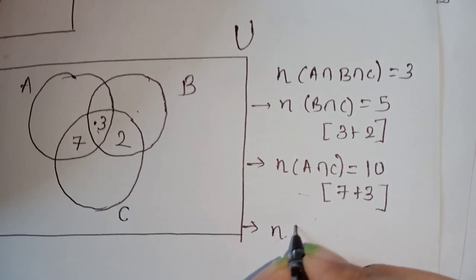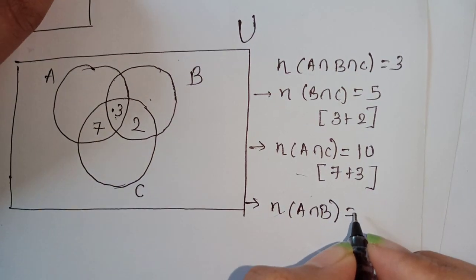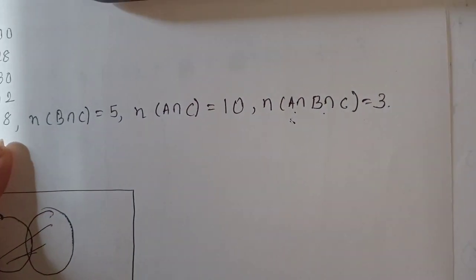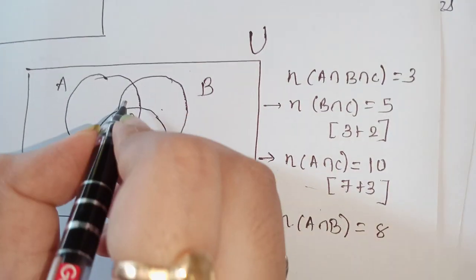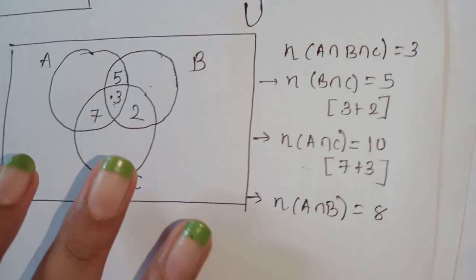Next is number of A intersection B. This is given as 8. Okay, so 3 I have already used here, so how many elements are remaining? That is 5. So this we have put it.